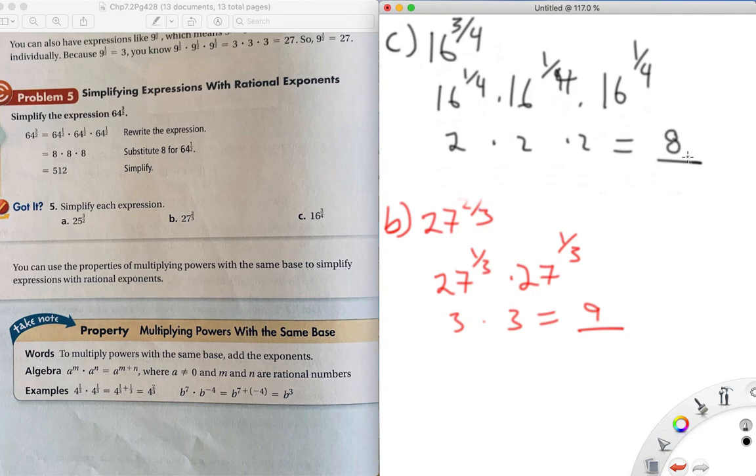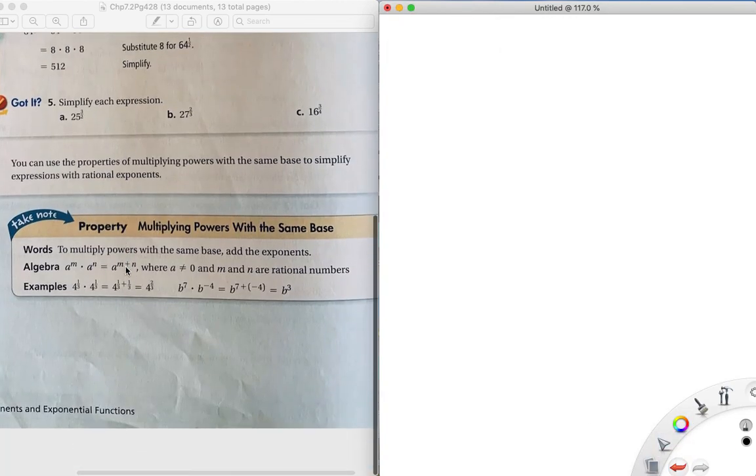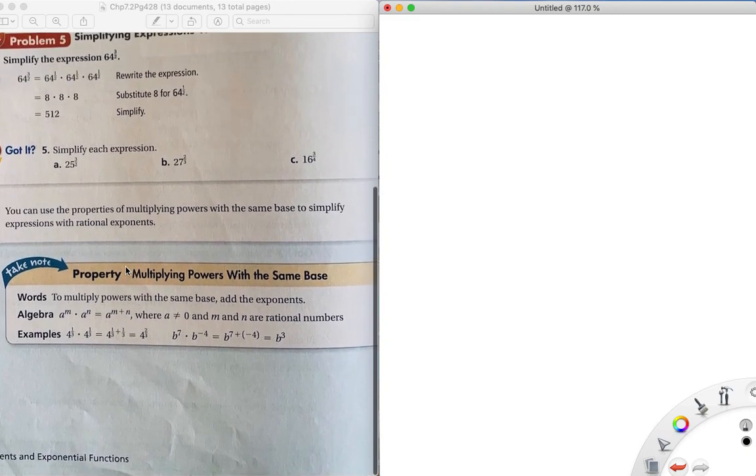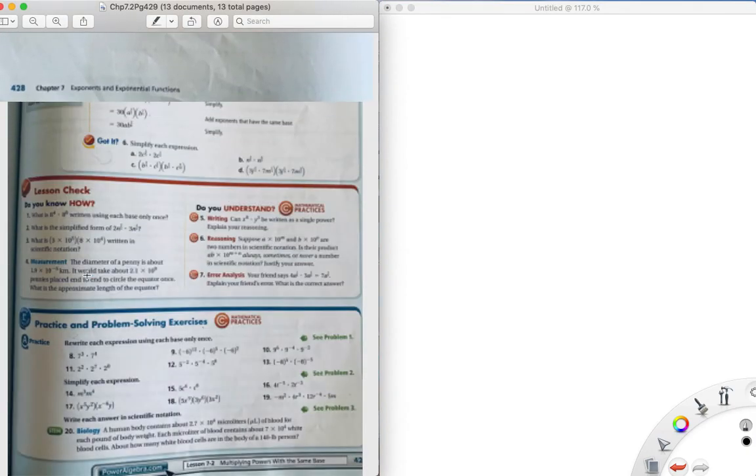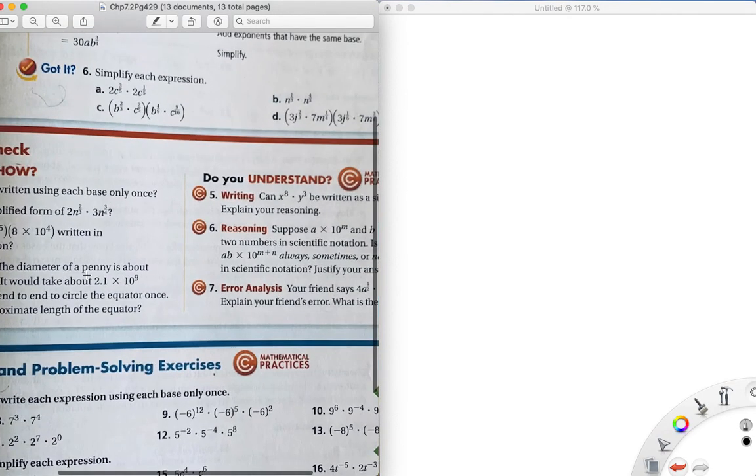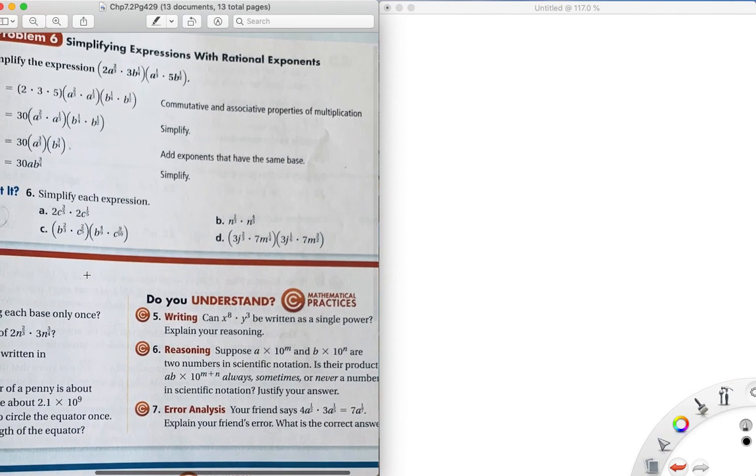Okay. Property, multiplying powers with the same base. Again, if you multiply exponents with the same base, you're adding the exponents. That's true also for when your exponents are fractions. Okay. All right, the last one, simplifying expressions with fractions. So let me do A, and then I'll do D, and I'll be done.